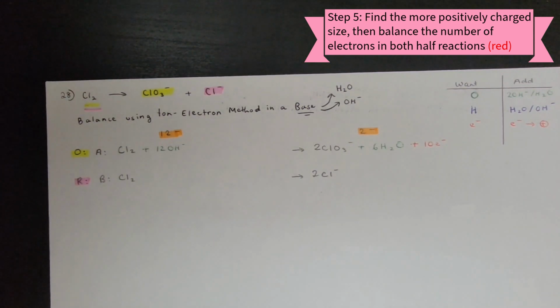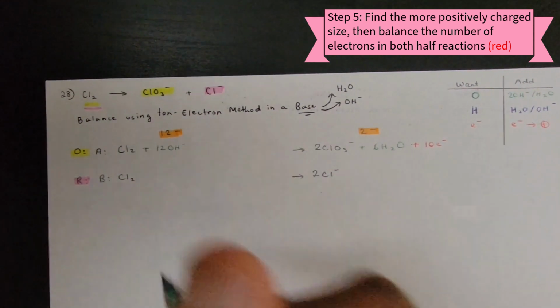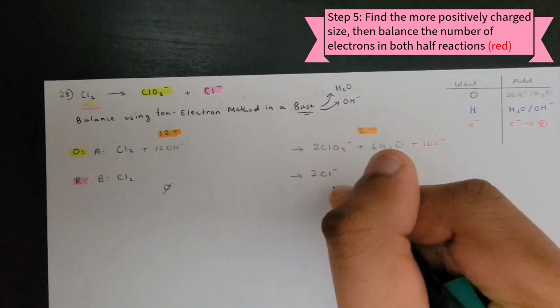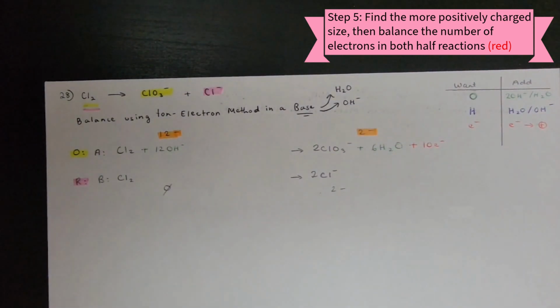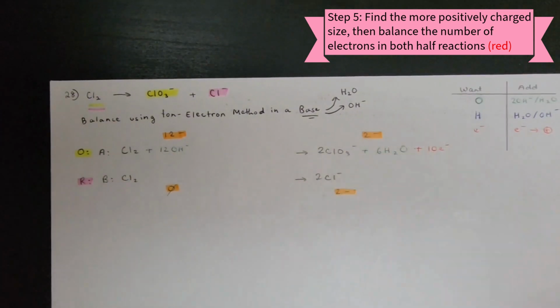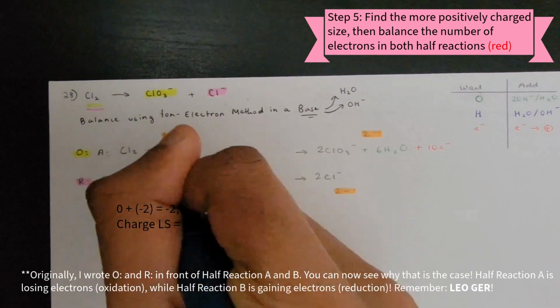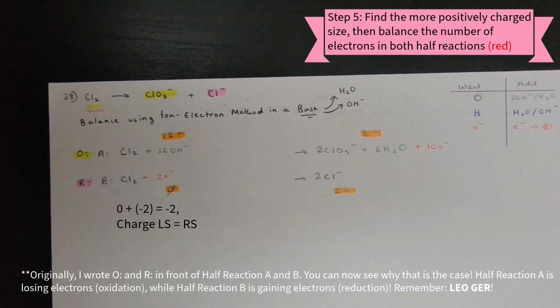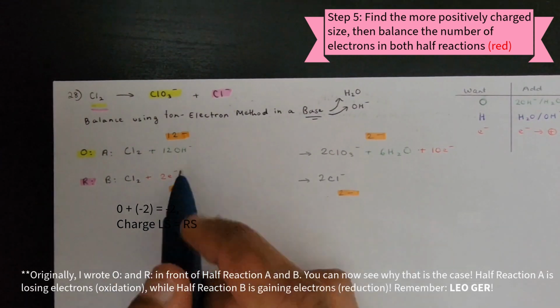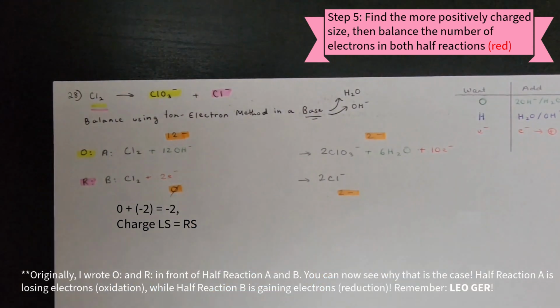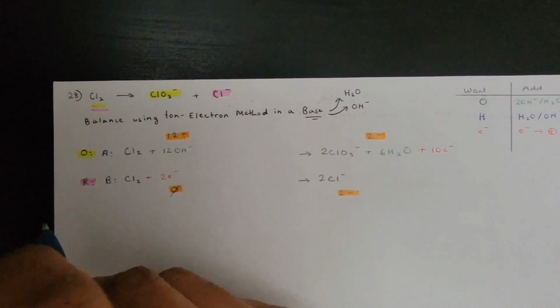Doing the same thing for reaction B, the left side has an overall charge of 0, while the right side has an overall charge of 2 minus, and we're going to highlight that in orange as well. Since our left side is more positive, we're going to be adding our electrons to the left side. We're adding 2 electrons because we want to make the overall charge for reaction B on both sides be the same, which is 2 minus.